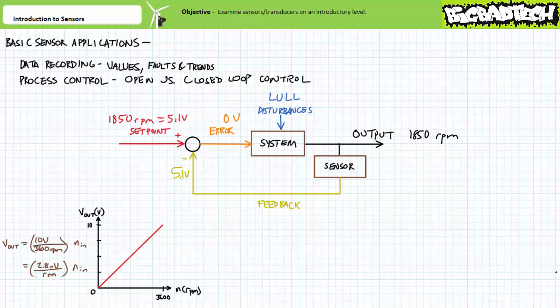Sensors capable of producing continuously varying analog representations of the quantity being measured make this level of process control a workable reality. Alright, that's about it for our quick introduction to sensors.